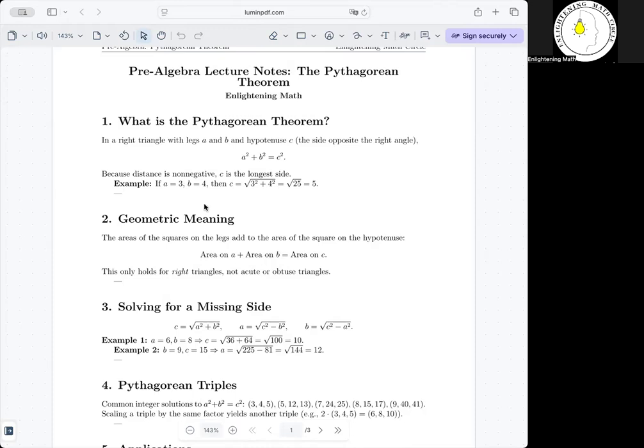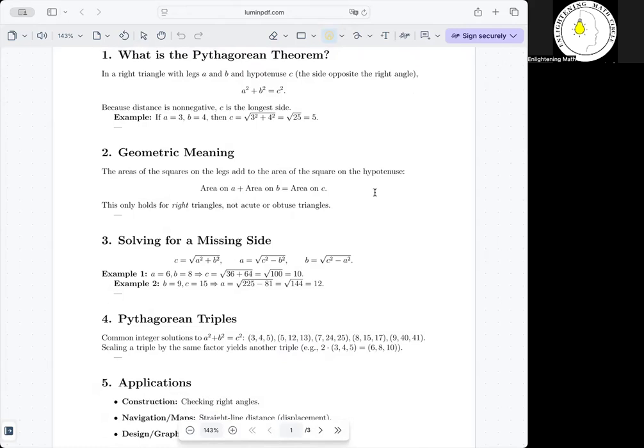One example of this is if a is equal to 3 and b is equal to 4, then c is equal to square root 3 squared plus 4 squared, or 5. Now, keep in mind that this is only possible in right triangles. You cannot use the Pythagorean theorem in any other triangle.